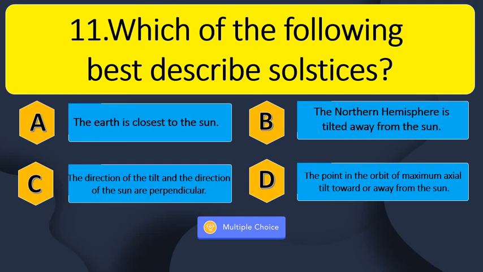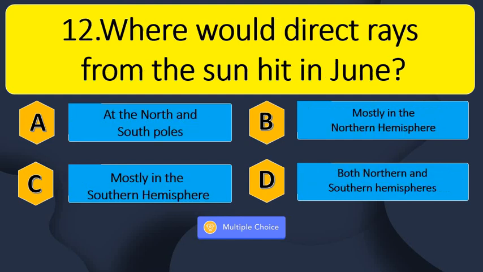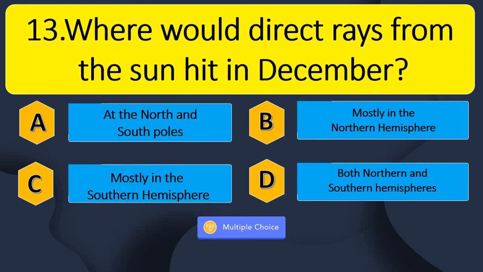Number 11, which of the following best describes solstices? Very good. The point in the orbit of maximum axial tilt toward or away from the Sun. So that's letter D. Let's have number 12. Where would direct rays from the Sun hit in June? Correct. Mostly in the Northern Hemisphere. That's letter B. Number 13. Where would direct rays from the Sun hit in December? Correct. Mostly in the Southern Hemisphere, and that is letter C.